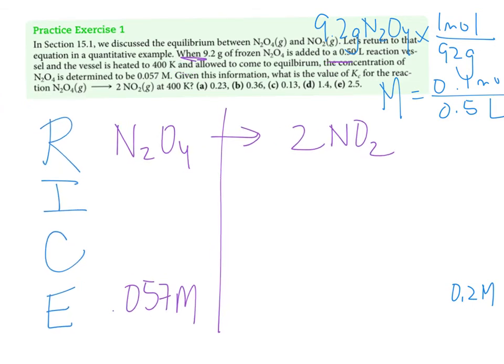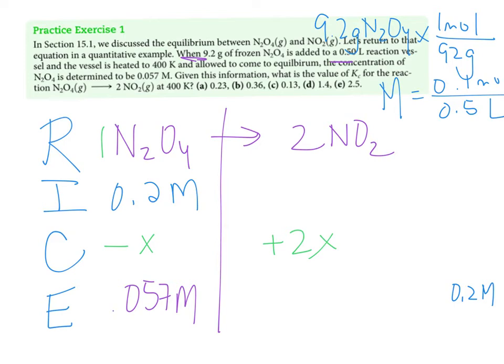Okay, so we're going to fill in this was our initial molarity of N2O4, 0.2 molar. Now, if we look at our stoichiometry of our reaction, we have 1 mole of N2O4 going to 2 moles of NO2. So our change is going to be, if this is minus x, this decreases by 1 mole. This will increase by 2x. Okay, that's important. So if our change here, we went from 0.2 to 0.057 at equilibrium, we can actually calculate a change there.